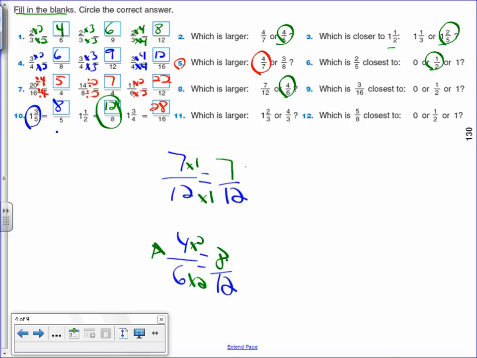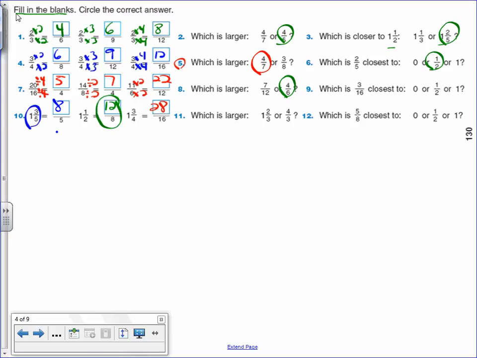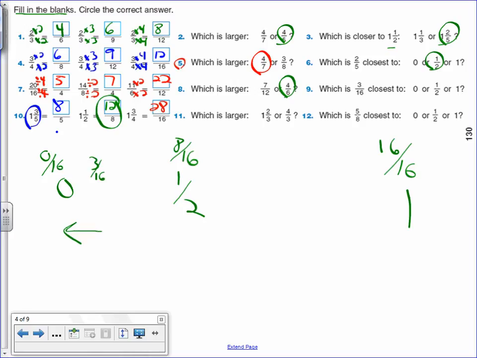Which is 3/16 closest to? Let's try and do this one mentally here. We have 0, we have half, we have 1. 1 would be 16/16. 0 would be 0/16. Half would be 8/16. 3/16 would be closer to 0 because 3/16 would fall right around here. So that would be 0.